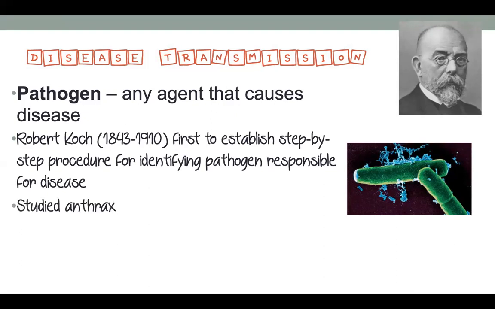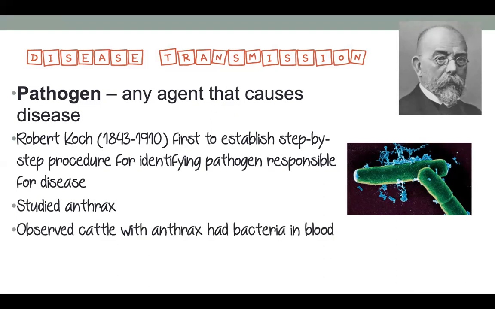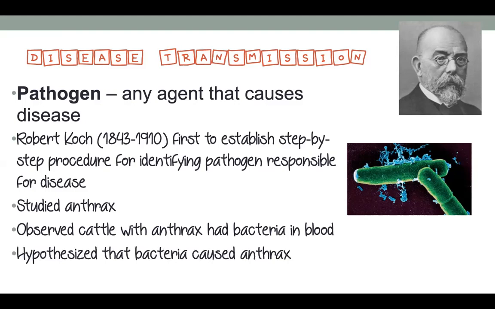Koch looked at anthrax that occurs in cattle. He observed that the cattle that had anthrax also had bacteria in their blood. So he hypothesized that the bacteria was the cause of the anthrax. But of course, in science, it's not enough just to say this is the cause because I say so. You have to back it up with evidence.